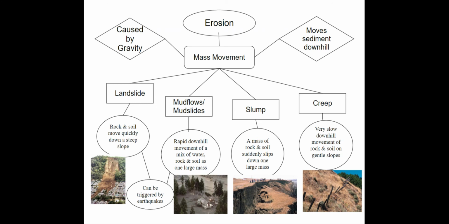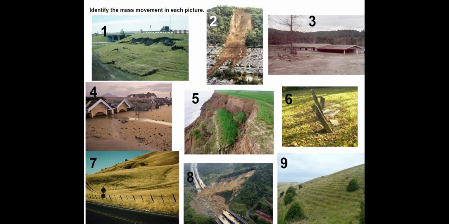So let's try identifying some examples of these. Here we have 9 pictures, and they're going to be either landslide, mudslide or flow, slump or creep. So take a minute, see if you can figure out what each kind of mass movement the picture is showing. Pause the video if needed.